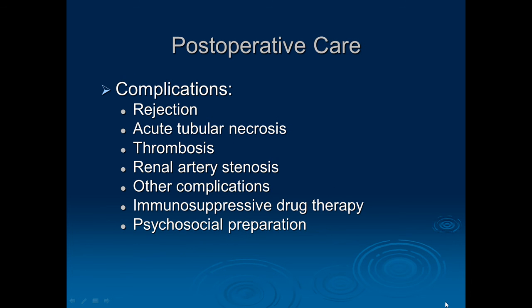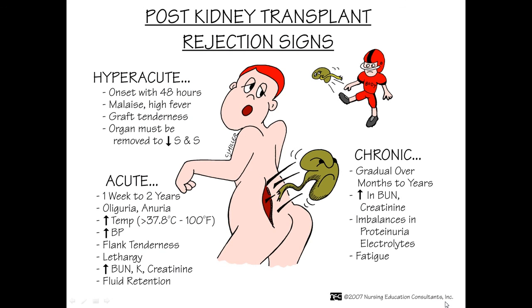Complications are listed here. There are many different complications that can happen post-operatively. The main one we're really worried about is rejection. It can occur hyperacute within 48 hours, and so you see some of the symptoms there, and the organ has to be removed to decrease the signs and symptoms. It can be an acute rejection, where it can be a little bit later, and then it can be a chronic kind of thing where the patient rejects the kidney.